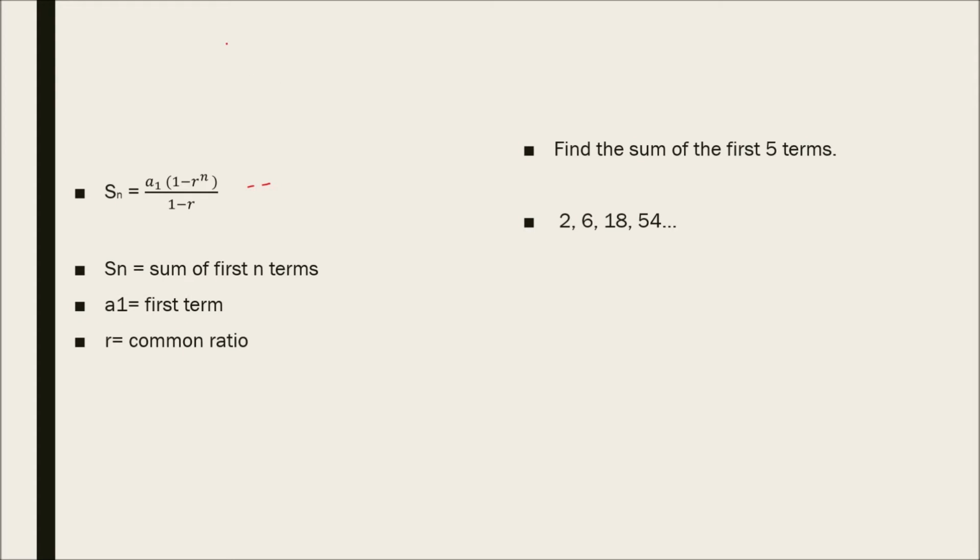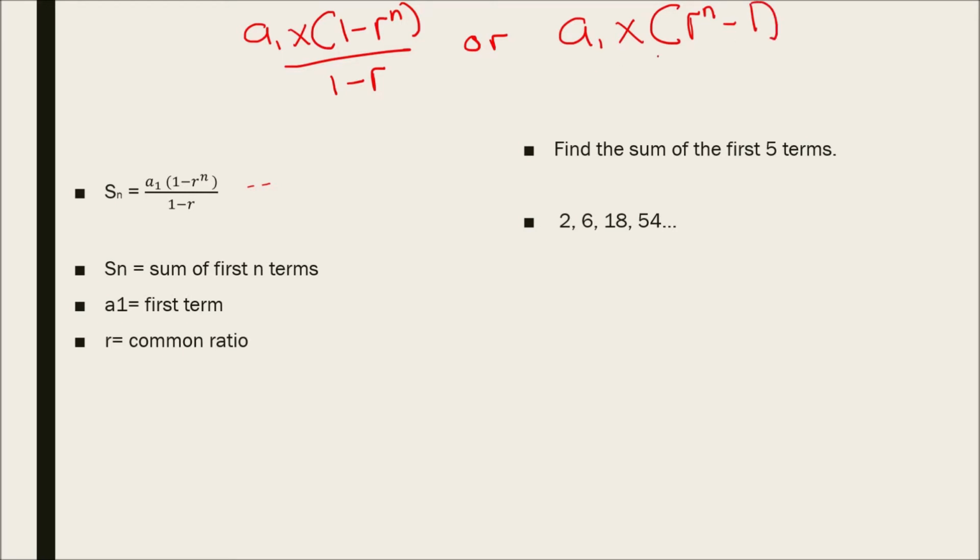You can also do it like this: a1 times 1 minus r to the power n over 1 minus r, or you can write it like this, a1 times, we can flip it, r to the power n minus 1 over r minus 1. You see, I flipped both of them. So you get the same answer. You can use either of them, and I promise you, you get the same answer.